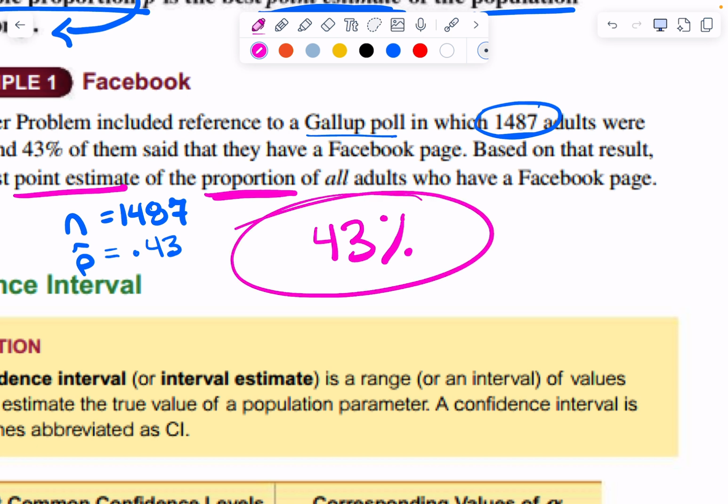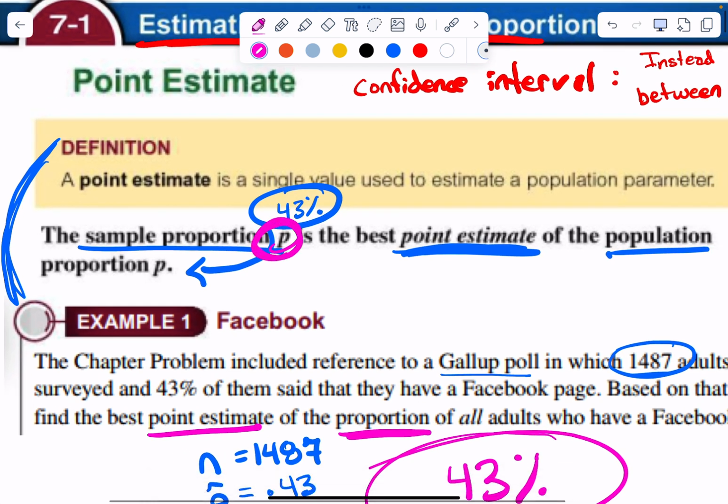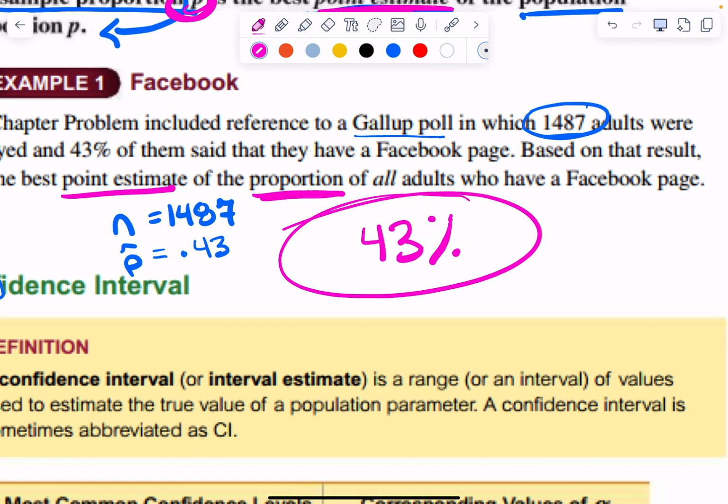P hat is the best determination of what the actual percentage is, right? That's the only thing. The sample proportion, which is 43%, is the best point estimate for the population. Oh, we want just a point estimate. They just want the point estimate. They don't want a range because we don't know how to find the range yet, right? So they're just saying if you had to tell me approximately what percent would you use? I'd use the only percent that I have, which is 43%, right? That's the only thing I have to go off of for the number of people that have Facebook because my sample told me 43% had Facebook.